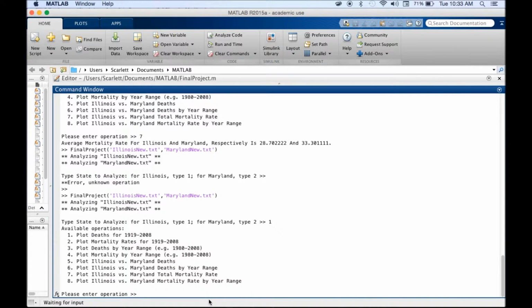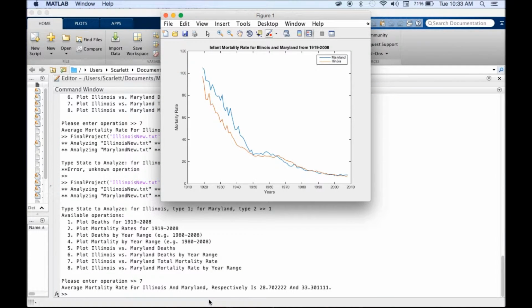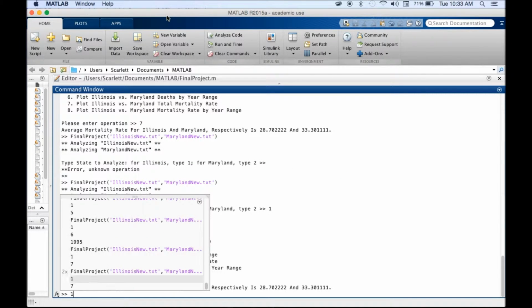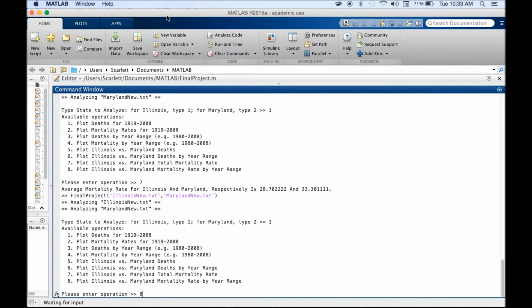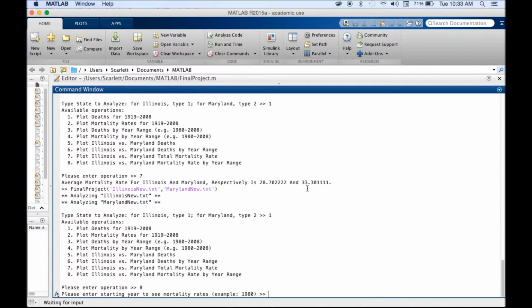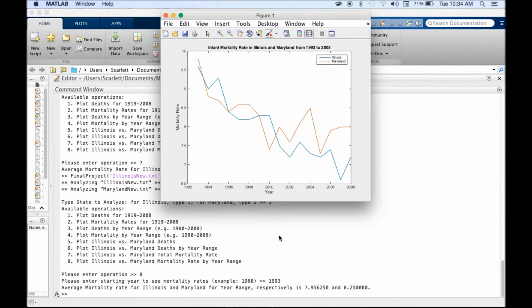Okay, so for number 7, it plots the mortality rate for both Illinois and Maryland together in the same plot. And then for the 8th one, it's for mortality rate but by year range. So again, the user inputs the year range. And it gives the plot, and it says the average mortality rate for Illinois and Maryland between the year range for both of them.